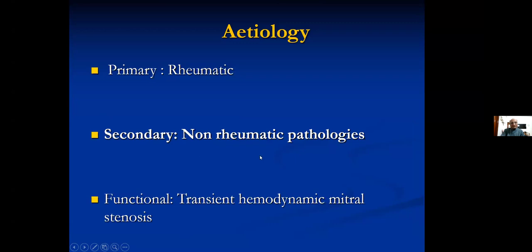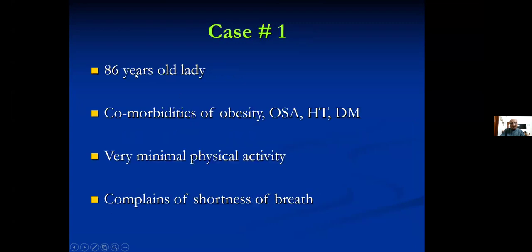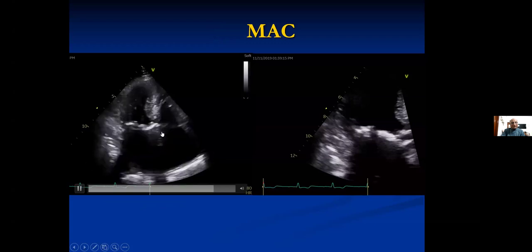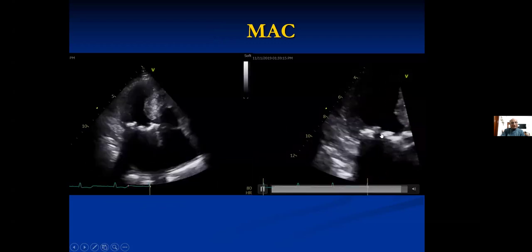The secondary causes will be discussed mostly by Dr. UP Singh, but two important ones are there. This was an 86-year-old lady with comorbidities of obesity, obstructive sleep apnea, hypertension, diabetes, very minimal physical activity, and she complained of shortness of breath. Now, this could have been contributed to by many of these things, but an echo revealed a significant mitral annular calcification.